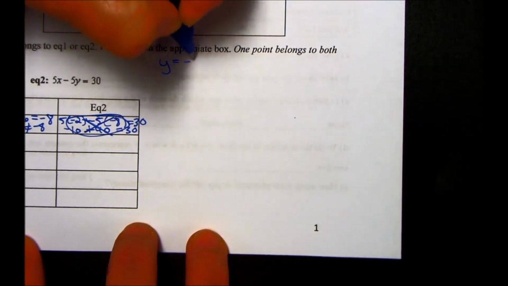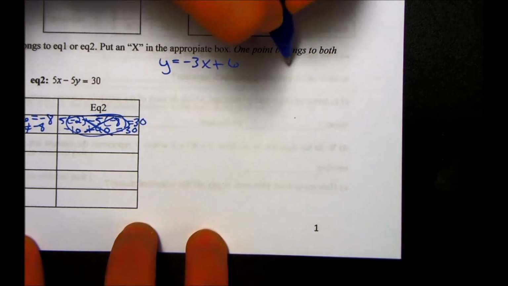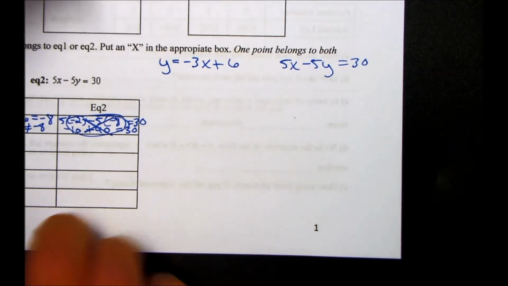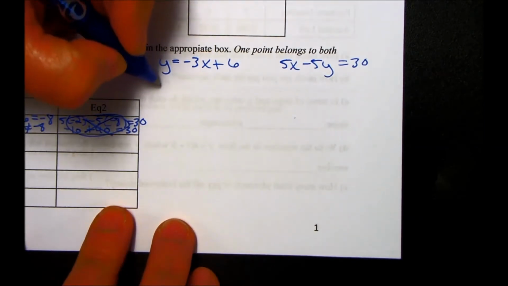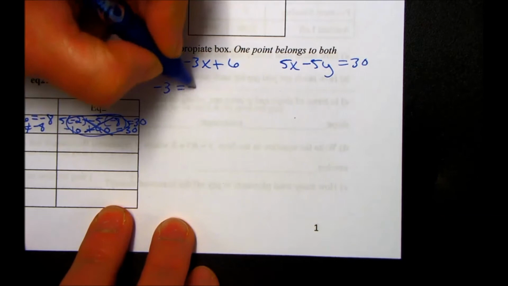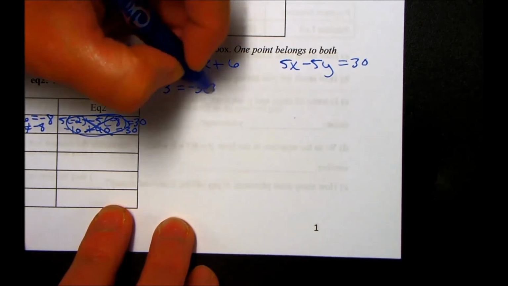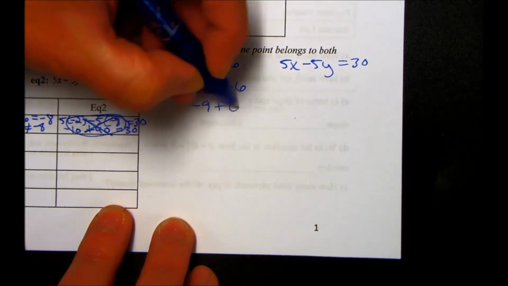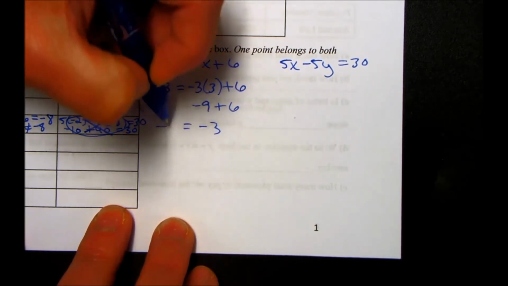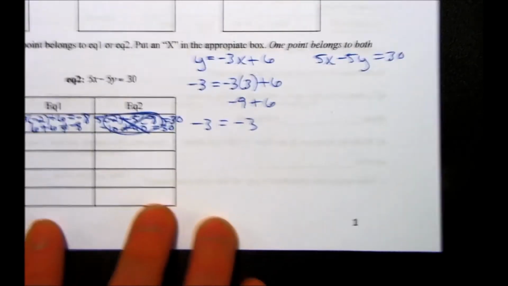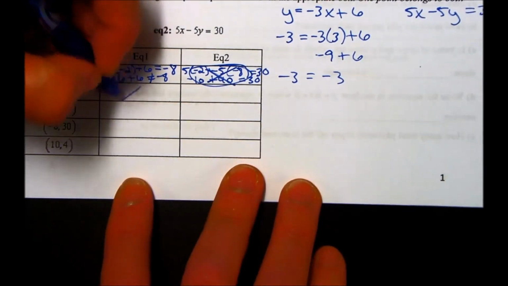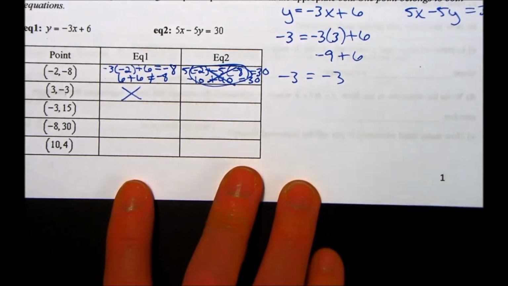Equation 1 is y equals -3x plus 6. Equation 2 is 5x minus 5y equals 30. So when I substitute -3 for y, my x value is +3. And then simplify, I would get -9 plus 6, which equals -3. So that does work. So this point here is a solution. So I'm going to put an x in that box.